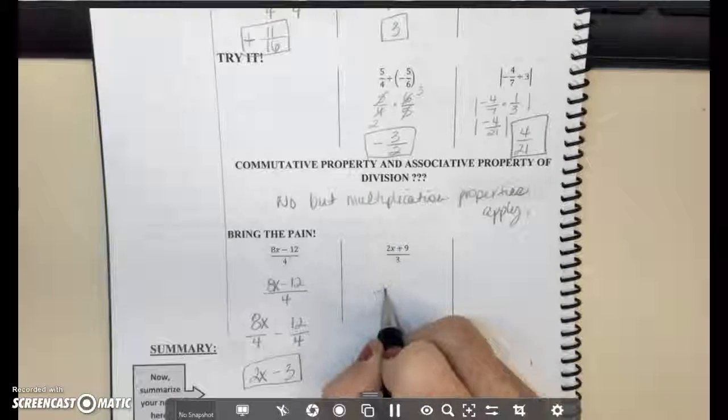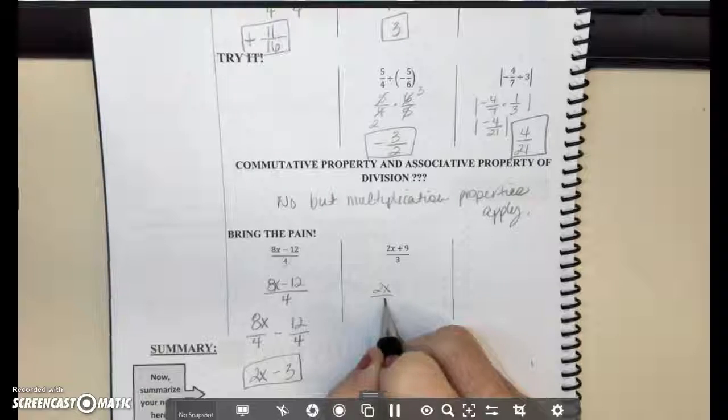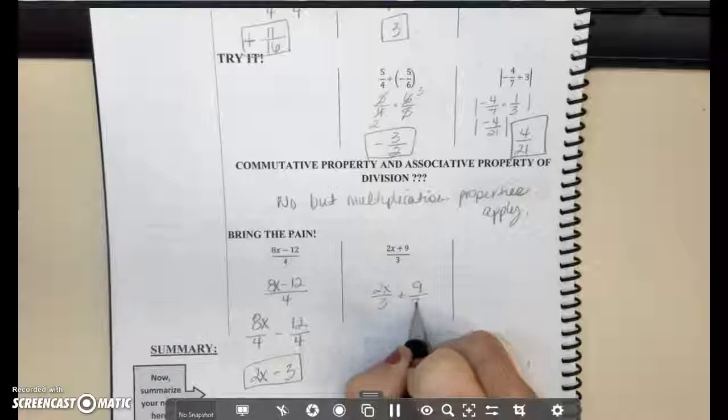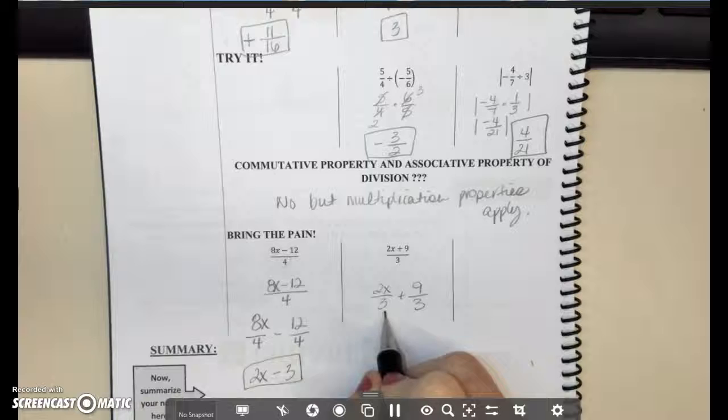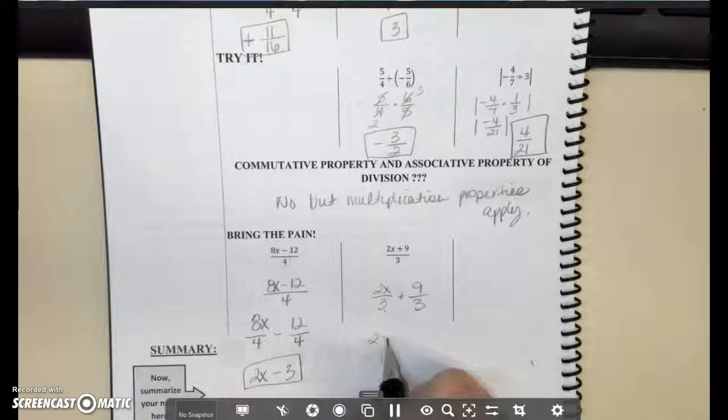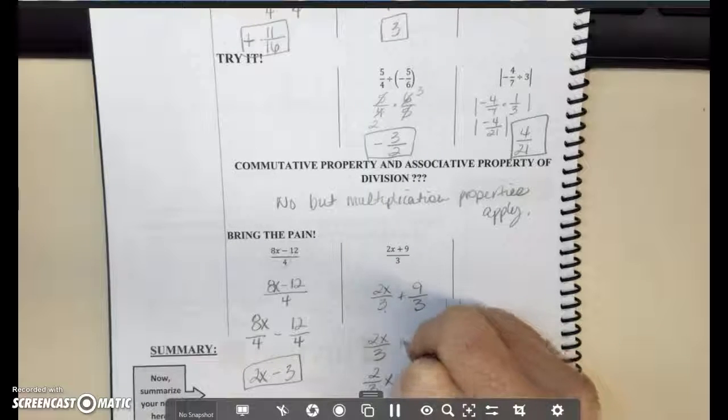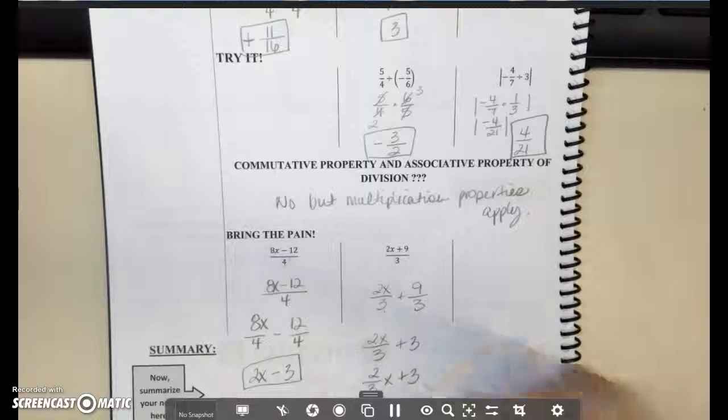Doing the same thing here, you can split this into 2x over 3 plus 9 over 3. And when you simplify that, this can't simplify any more than it does, so you can write it as 2x over 3. You could also write it as 2/3 x. Those are both fine. Plus 3 and plus 3. All right, that's 4/3.